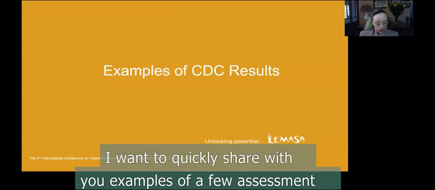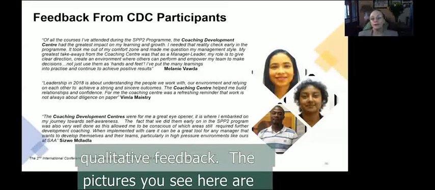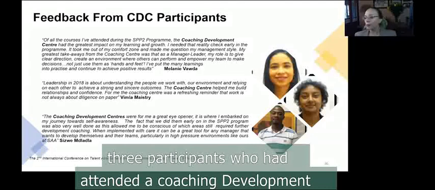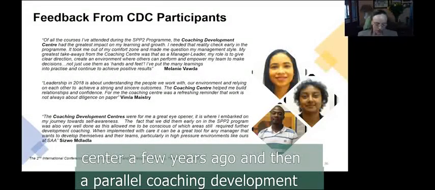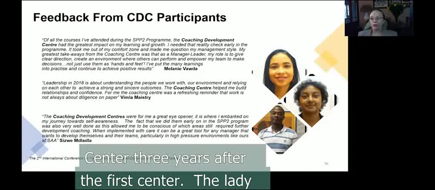I want to quickly share with you examples of assessment center results, and the first one that I want to share is qualitative feedback. The pictures you see there are three participants who attended a coaching development center a few years ago, and then a parallel coaching development center three years after the first center.